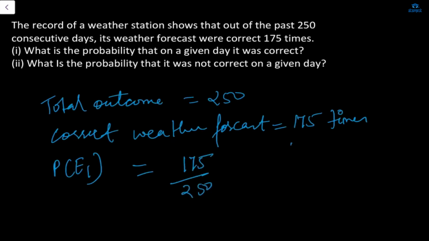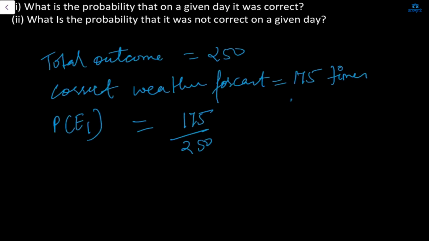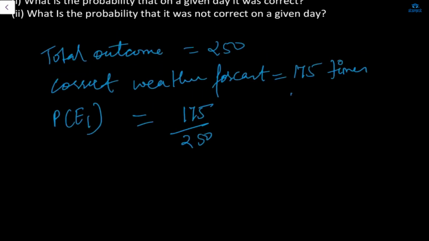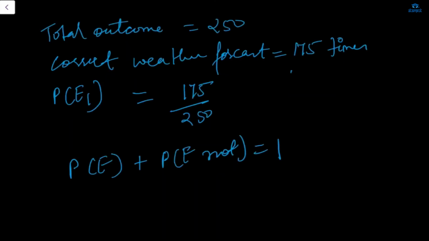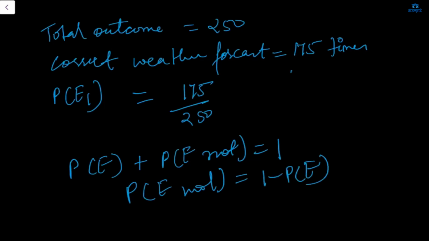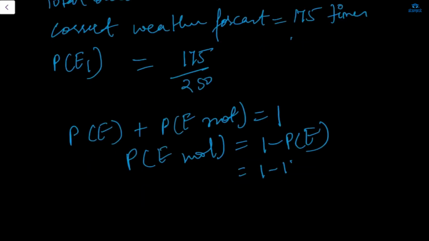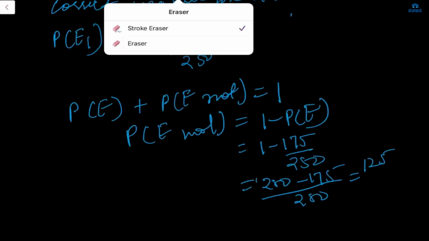Now, what is the probability that it was not correct on a given day? We have already studied PE plus PE naught is equal to 1. So we already have PE, so we can find PE naught is equal to 1 minus PE. In this formula, you can write 1 minus 175 upon 250, that is equal to 250 minus 175 upon 250, which is equal to, sorry.